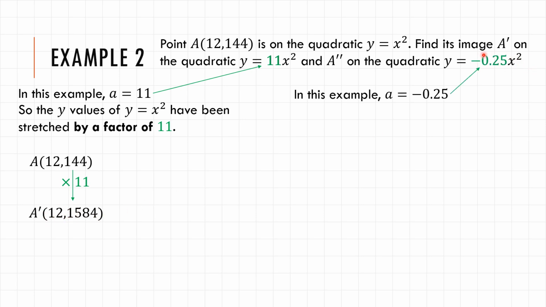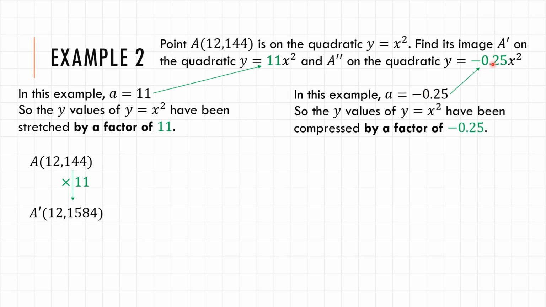In the second example, the value of the variable a is negative 0.25. And so the y values of the original quadratic have been compressed by a factor of negative 0.25. So here is our point, and we are multiplying it, the y value only, by negative 0.25. And its new location, therefore, will be 12 and negative 36.